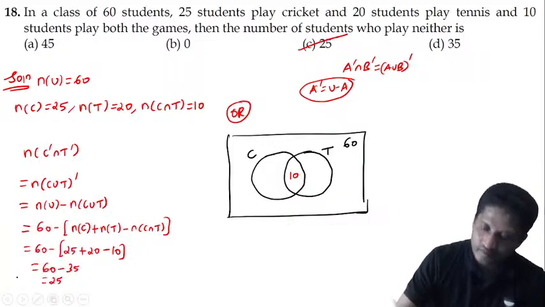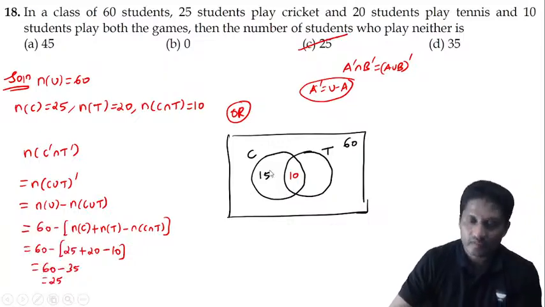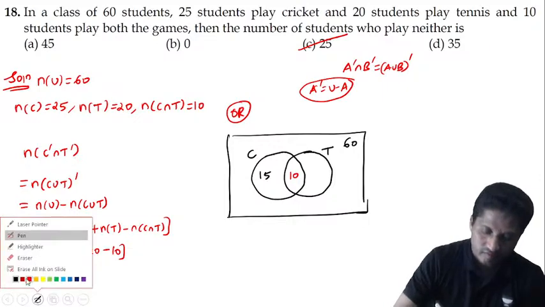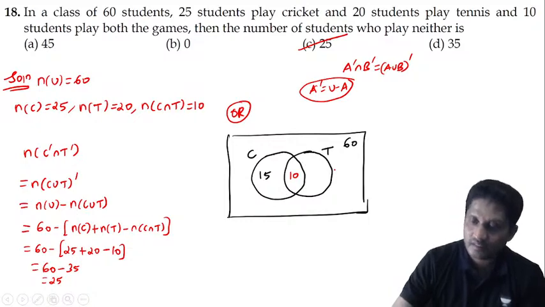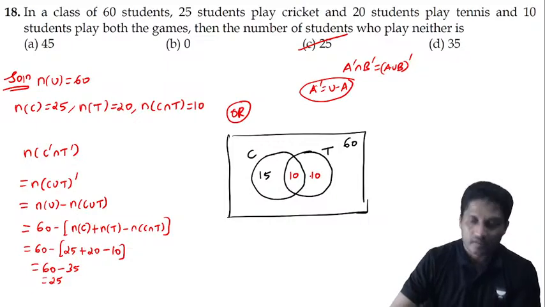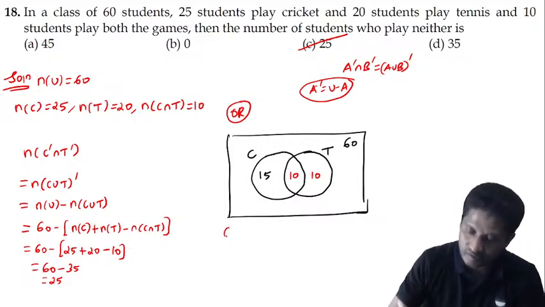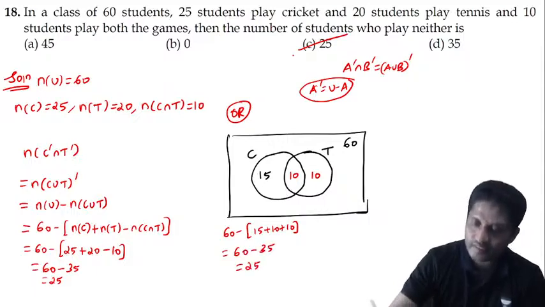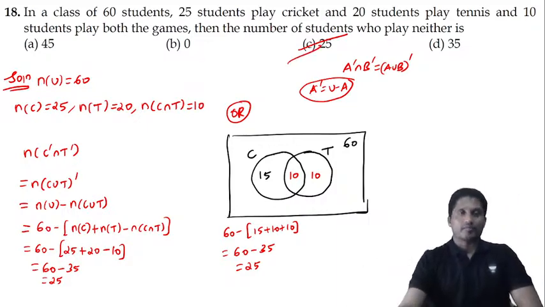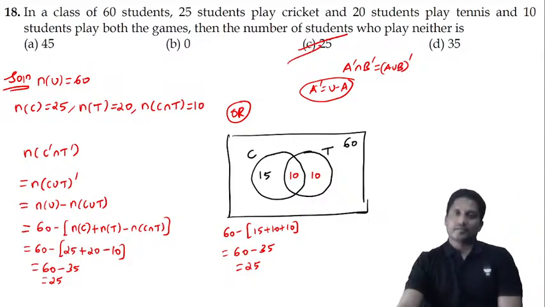If this is 25, this is equal to 15, right? And then tennis, number of students who play tennis is 20, so this fellow should be equal to 10. Neither tennis nor cricket is total 60 minus, add all this, 15 plus 10 plus 10, is equal to 60 minus 35, which is equal to 25. Answer is option B. Either you can solve using the formula or you can solve using the Venn diagram method.